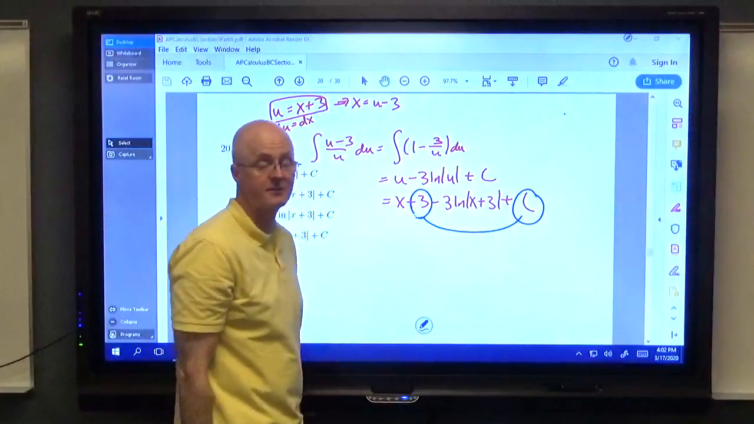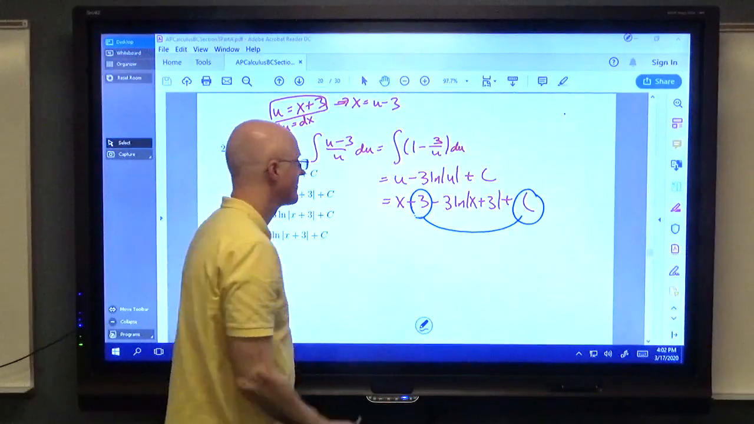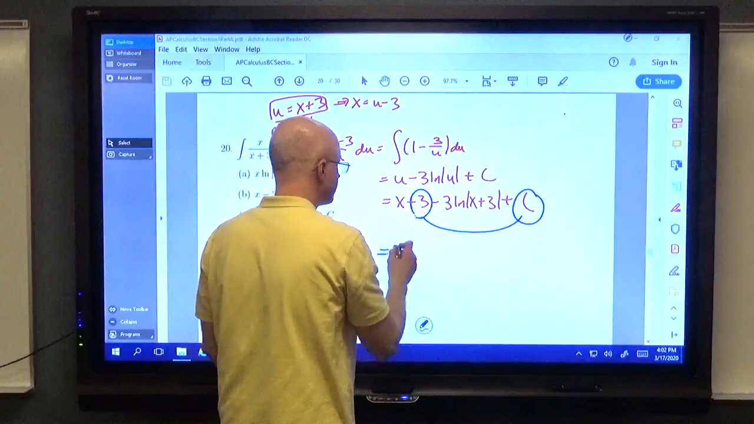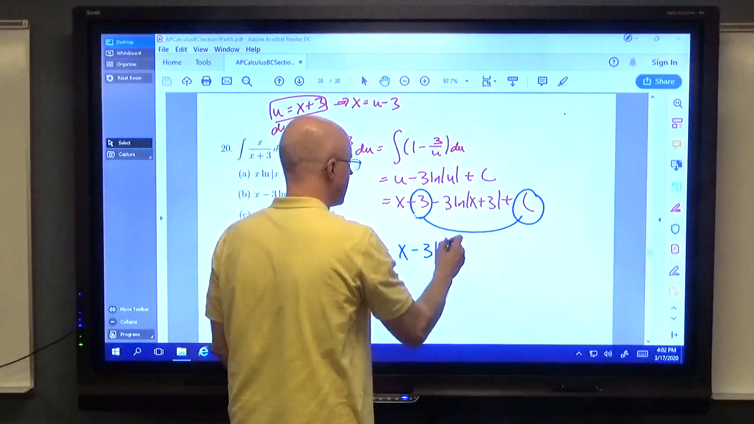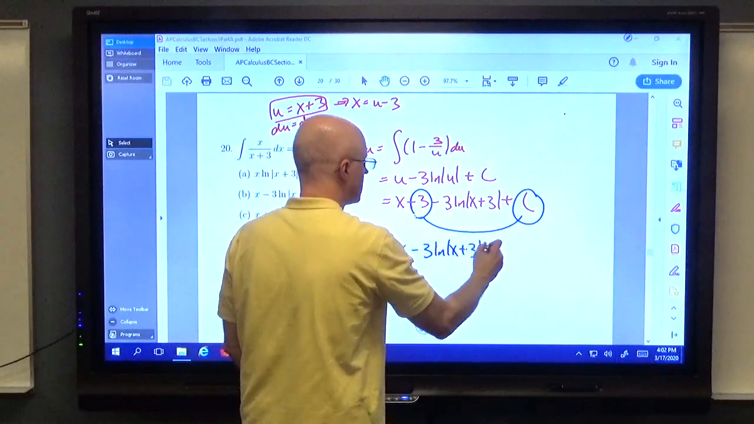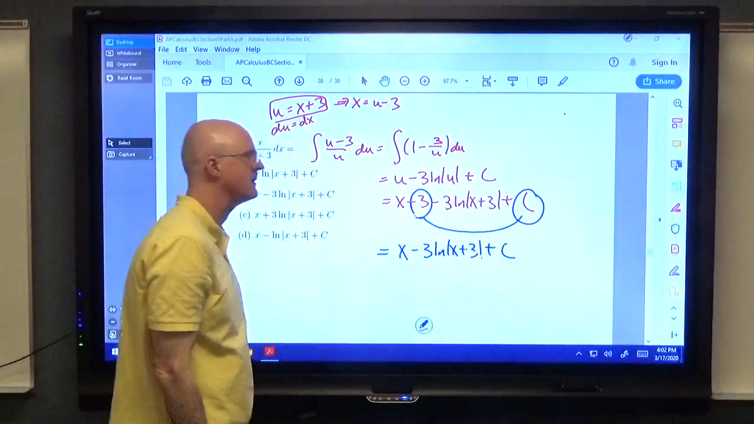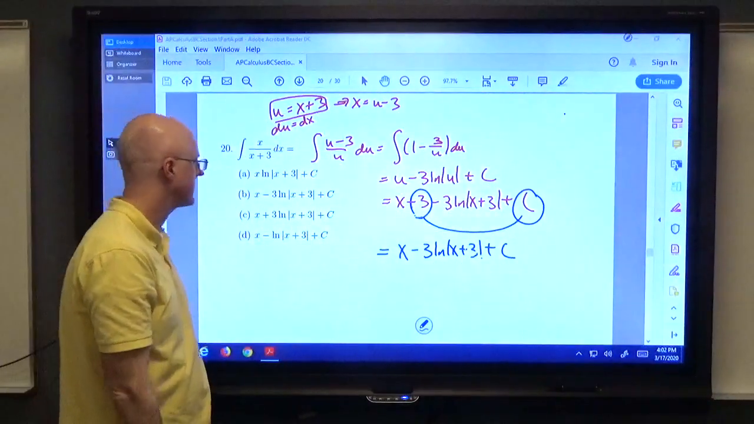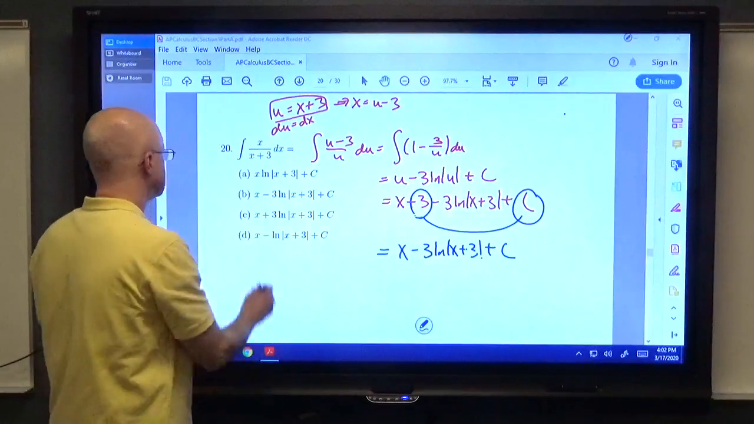Combine the 3 with the c. That's the way to finish. It gives you an equivalent answer. x minus 3 natural log of the absolute value of x plus 3 plus c. 3 is a constant. You can combine it with the other c, since c is arbitrary. And so that tells you the answer is B.